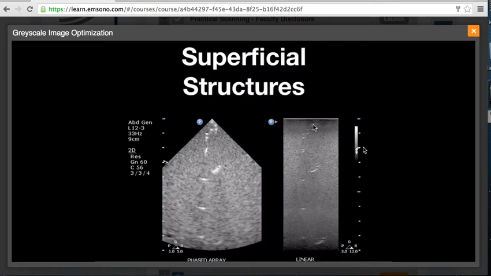You can see here that each of the individual echogenic areas are best seen in the near field with the linear transducer, as opposed to the lower frequency phased array transducer here. So again, superficial structures are going to be best imaged with the high frequency transducer. In this case, it was a linear transducer.